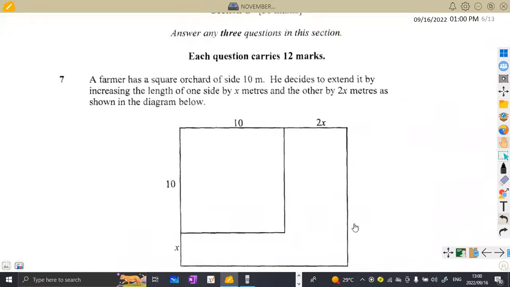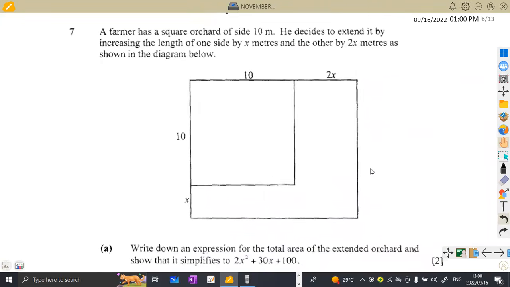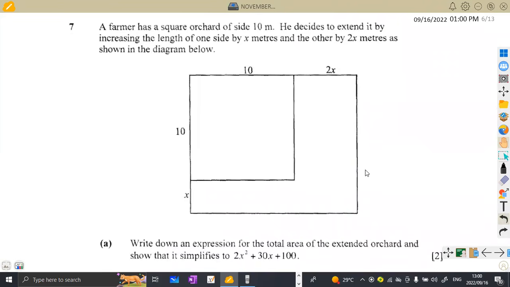So this is a square that we are given here. It's in the form of a square, which is an orchard, as you can see. And this square is 10 meters. This is the orchard, which is 10, 10, 10. Remember, for a square, all sides are equal. So from this point to this point is 10, from this point is also 10, like this.